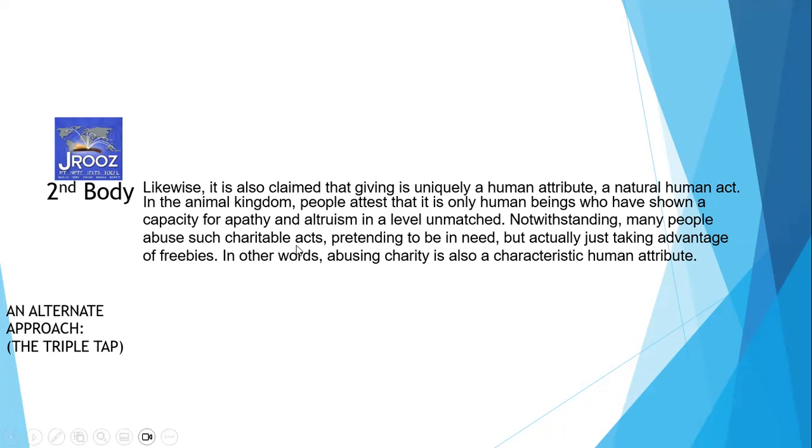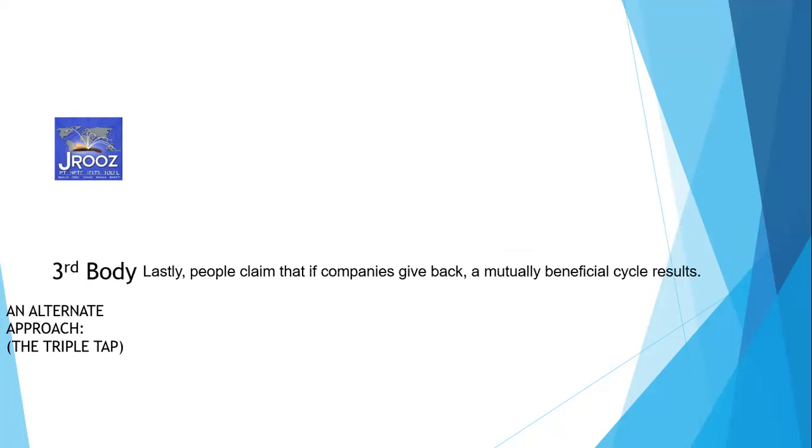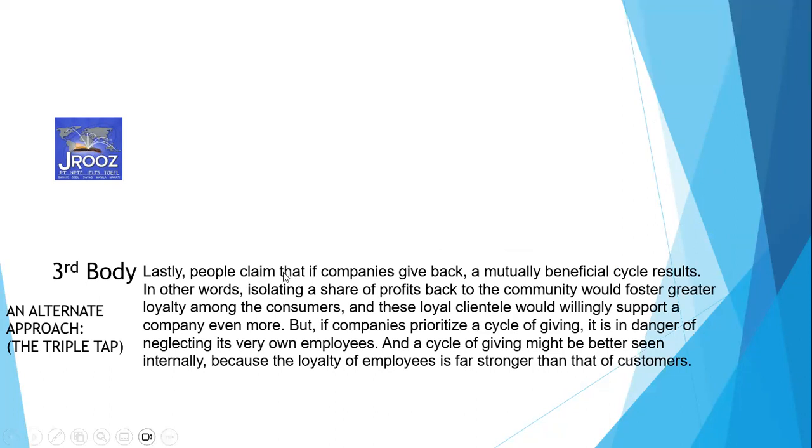Notwithstanding, many people abuse such charitable acts, pretending to be in need but actually taking advantage of free gifts. In other words, abusing charity is also a characteristic human attribute. And then when we segue to the third body, guys, we begin again with another agree, to be followed by its corresponding disagree. Lastly, people claim that if companies give back, a mutually beneficial cycle results. In other words, setting aside a share of profits for the community would foster greater loyalty among the consumers, and this loyal clientele will willingly support the company even more.